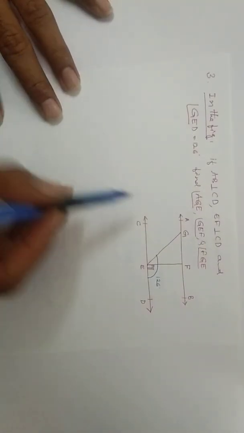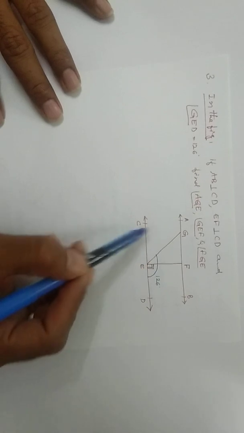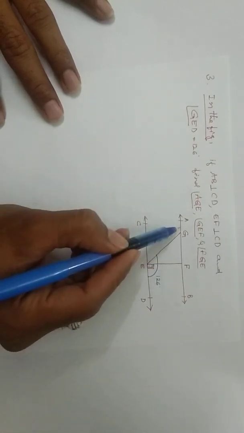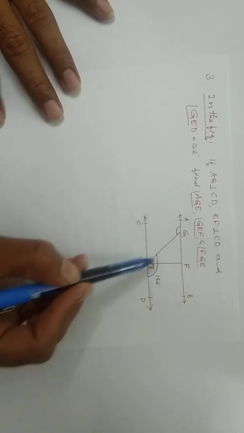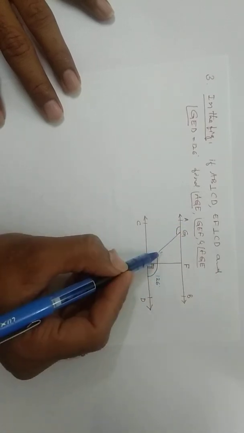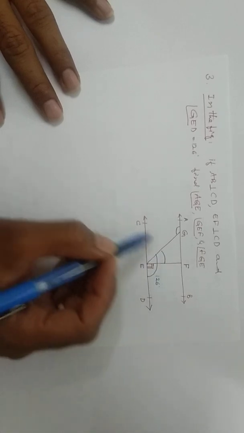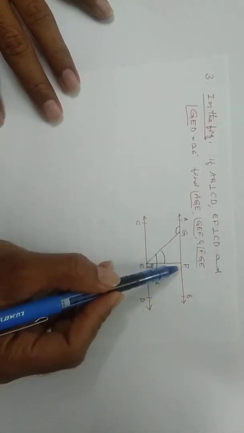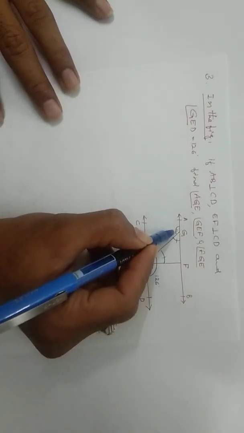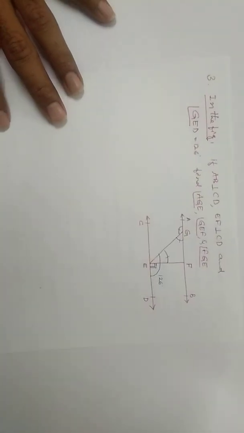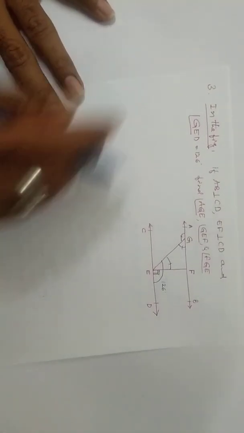We have to find AGE, this angle, and GEF, this small angle, and FGE, this angle. All these three angles we need to find out. Come on, let us find out this angle. So, solution.